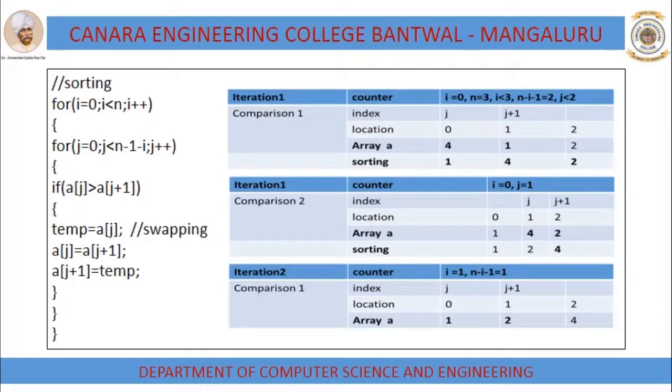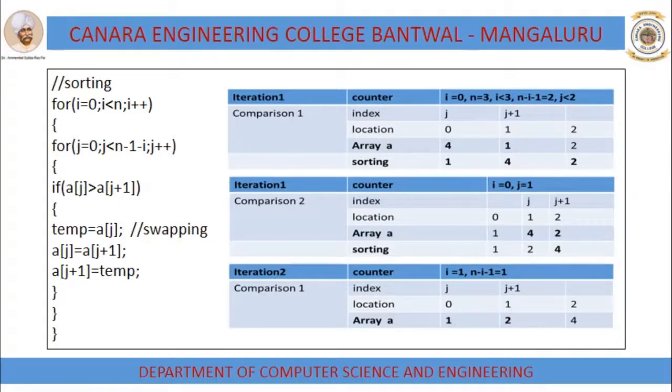Now if A of j is greater than A of j plus 1: A of 0, the value we have at A of 0 is 1, and A of j plus 1 is A of 1, whose value is 2. So 1 and 2 are compared. Is 1 greater than 2? Since the condition is false, because 1 is not greater than 2, control will directly come here.